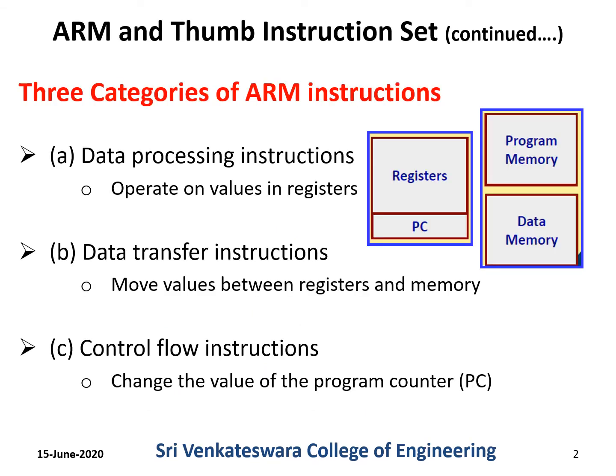ARM instructions can be broadly categorized into 3 types: data processing instructions, which operate on the values in the registers; data transfer instructions, which simply move the values between registers and memory; and control flow instructions, which change the value of the program counter, and hence the sequence in which the program is executed gets altered.